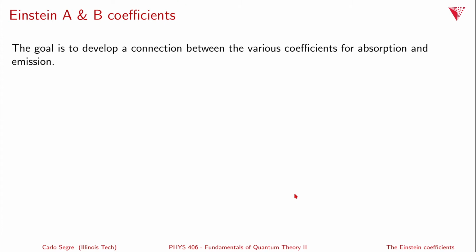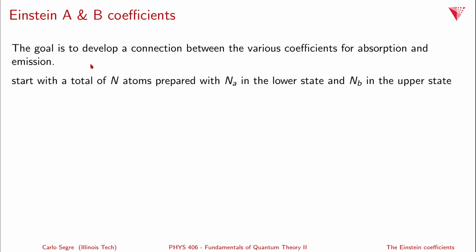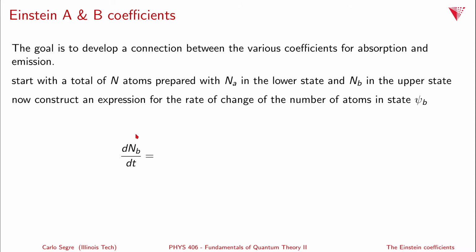So the way the derivation goes is the following. You start with the goal of developing a connection between the three coefficients that you have: the absorption and emission, both the spontaneous and the stimulated emission coefficients. And you do this by imagining a system with N atoms. N sub a of them are prepared in the lower state psi a, and N sub b prepared in the upper state psi b. We want to now construct an expression for the rate of change of the number of atoms in state B, so it's dN_b/dt.